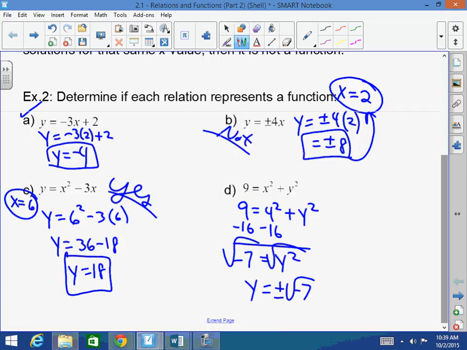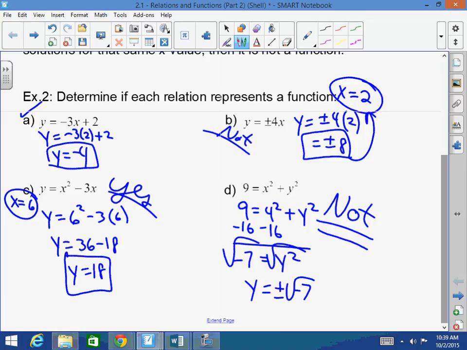We'll get there eventually. But what's happening here? Don't I have 2 different answers? Don't I have 2 different Y's for the same X? So this would be no, not a function. I'm going to give you a little hint here. Correct. If you have Y equals plus or minus, 2 different answers, it cannot be a function.